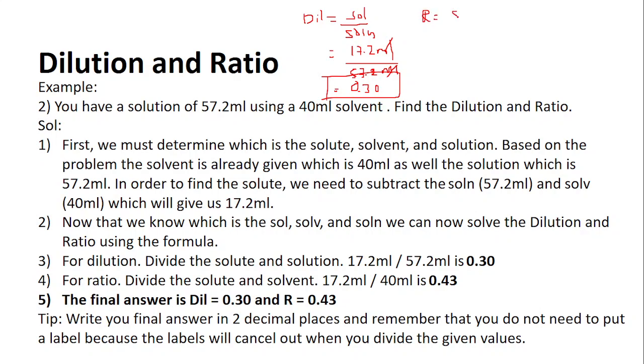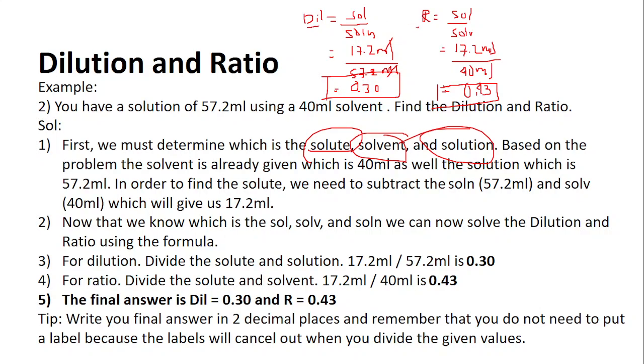Ratio naman, solute divided by solvent. Okay, 17.2 ml divided by 40 ml. Your final answer is 0.43. Okay, so ayan ang final answer mo sa ratio. Okay, so ganito siya, class, ang iyong gagawin if ang solute ang missing. Okay, again, kailangan ninyo ma-master ang paghahanap sa tatlo. Okay, kasi ang pag-solve sa dilution and ratio madali lang, basta meron ka na ng tatlo, class. Kaya iyon talaga ang i-master ninyo, ang paghahanap sa tatlo.